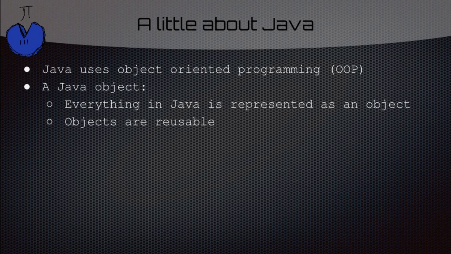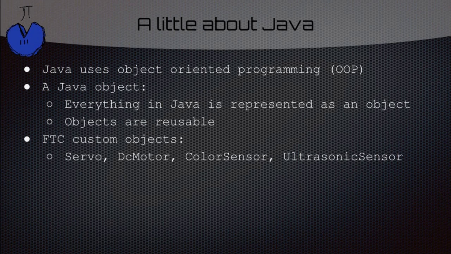So this is what makes object-oriented programming so powerful, because with other languages that don't use object-oriented programming, you would have to rewrite the code for every missile. Some examples of FTC custom objects are servos, motors, and any sensors you might have.